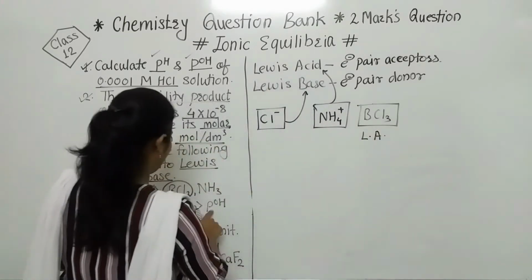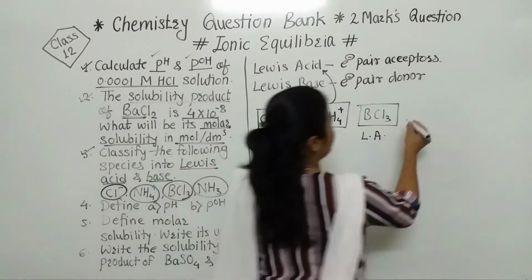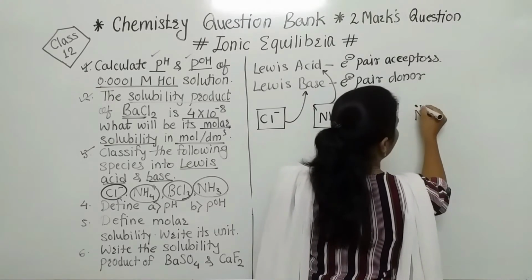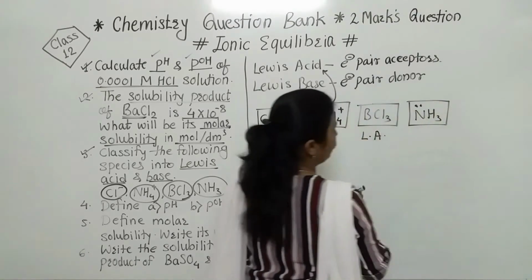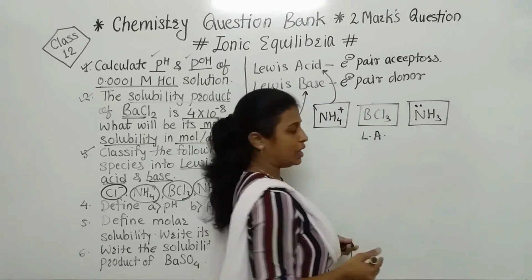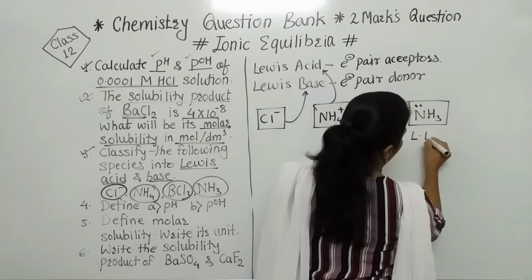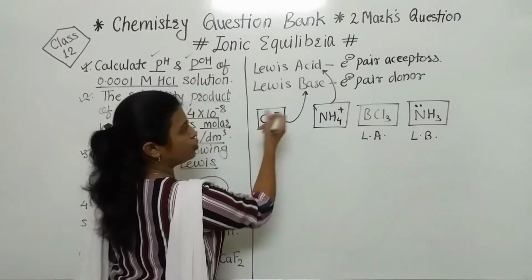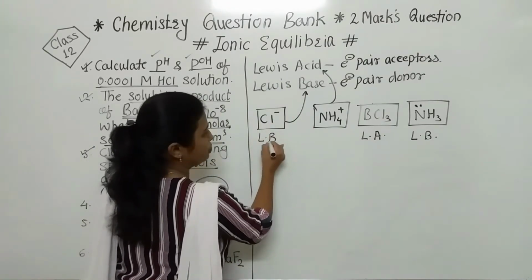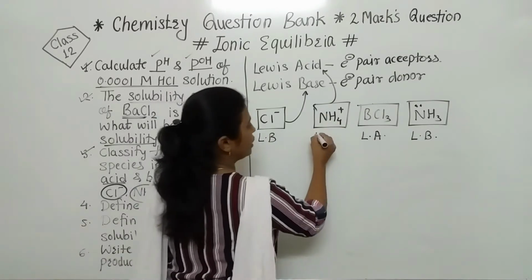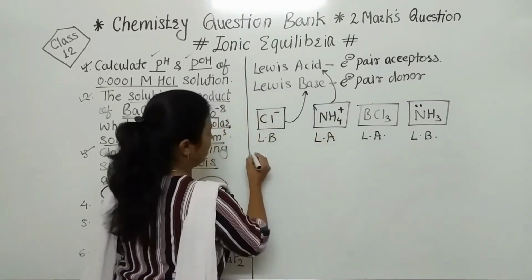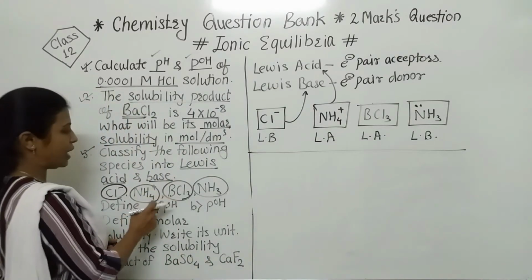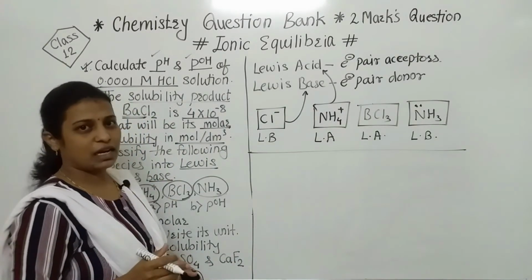And the last one is NH3. As we know, in NH3 nitrogen is the central atom and carries a lone pair of electrons, so it is easy to donate the electron pair, that's why it acts as a Lewis base. So species that prefer to donate electrons are Lewis bases, and those that prefer to gain electrons are Lewis acids. In this way we have classified the given molecules and ions into Lewis acid and Lewis base.